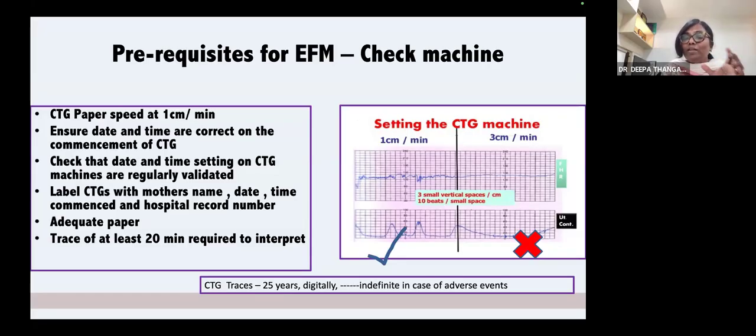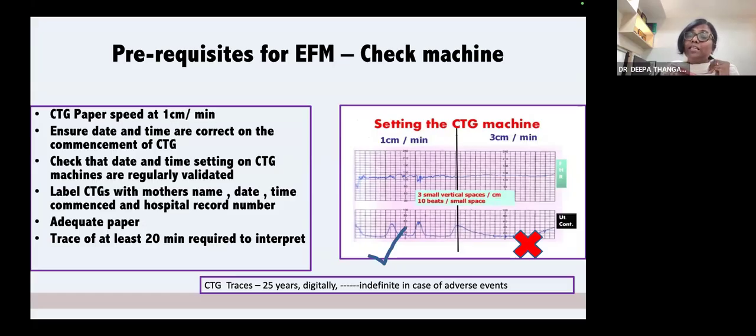For labor CTGs, do not interpret a 3-minute, 4-minute or 10-minute trace. It's always a minimum of 20 minutes, and actually 40 minutes is an ideal trace to interpret. Why not 5 minutes? Because with 5 minutes we cannot interpret. There is no point telling what is the baseline, what are the decelerations. We have to integrate all four parameters and give a conclusion whether the CTG is normal or not. So 20 minutes is necessary.